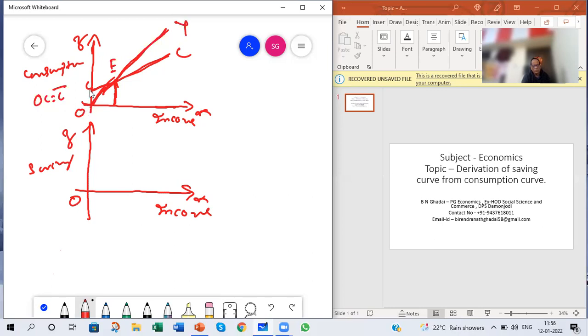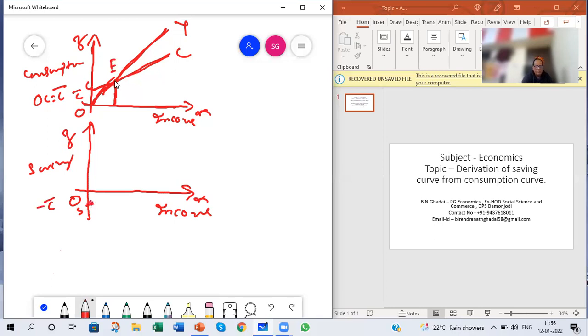autonomous consumption, is OC. So this much, as I told you, the negative of OC will be the saving. So that's why the saving will start from your OS, which is equal to minus C bar. This is C bar, and this will be minus C bar, exactly the same amount. OC is autonomous consumption. That's why in the saving it will be minus C bar, and that's why the saving curve will start from here.